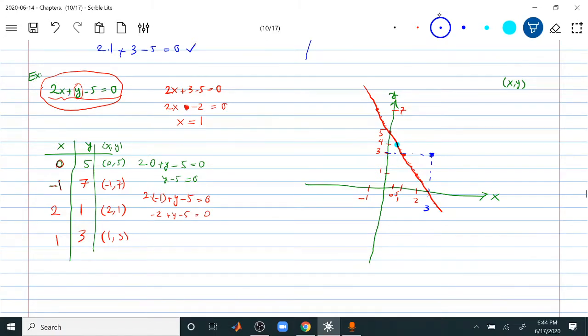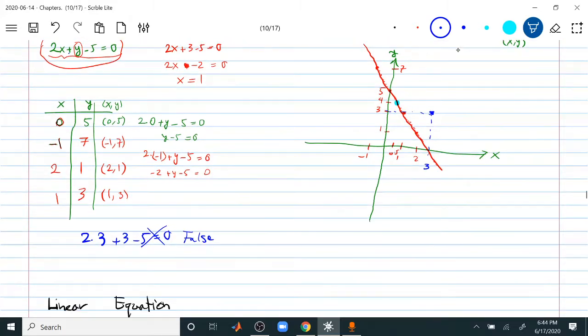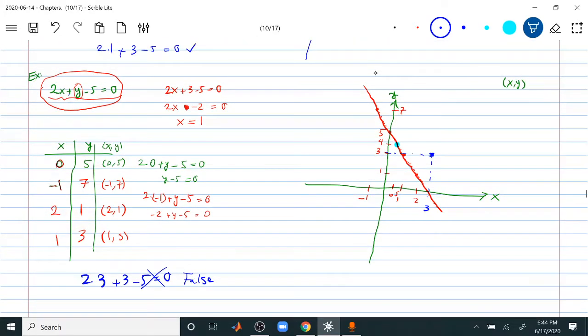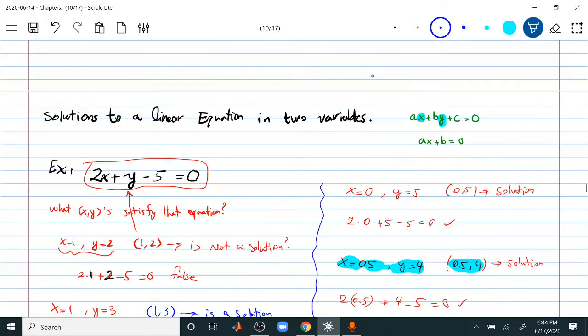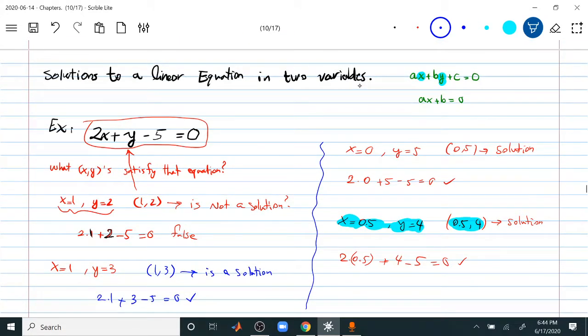For example, if you pick (3, 3) and replace it in the equation, what you get is 2 times 3 plus 3 minus 5 equal to 0. You will see that this is 9 minus 5, which is 4. It does not satisfy the equation. It's a false statement. Therefore, all the solutions are the points that belong to this red line. So the solution to a linear equation in two variables turns out to be a straight line. That's why we call it a linear equation, because the outcome is a line.